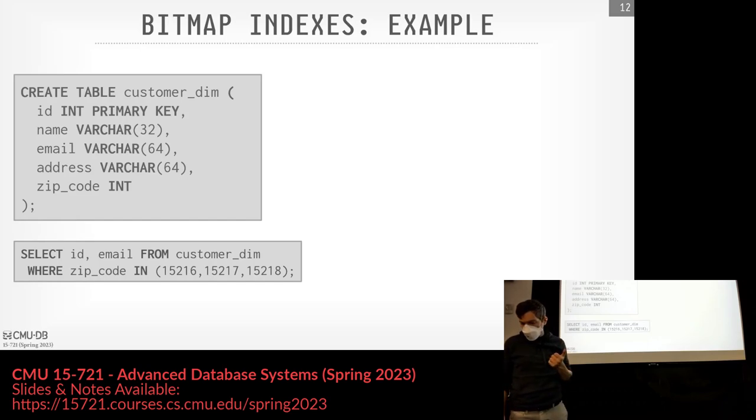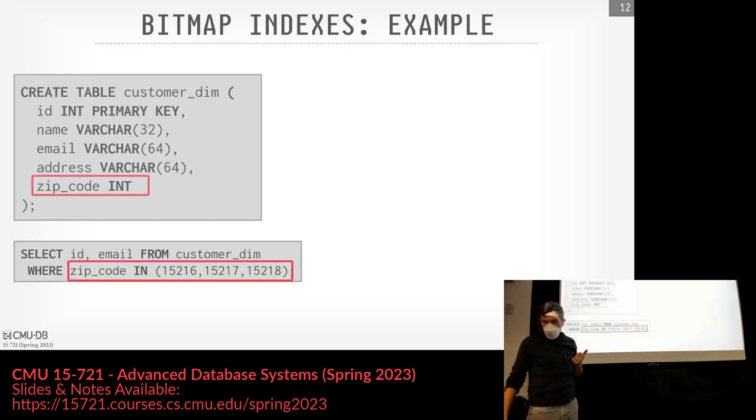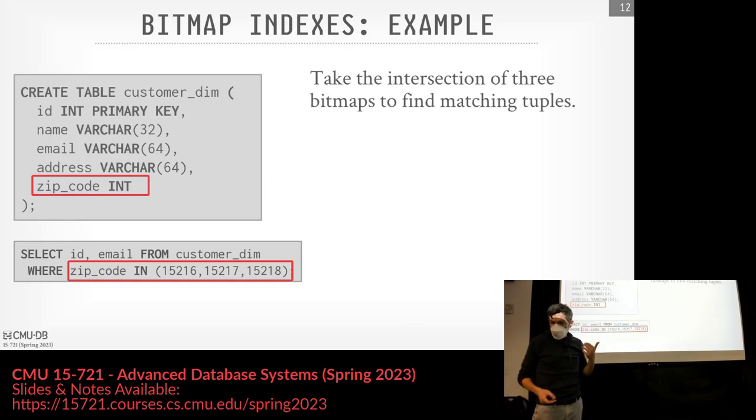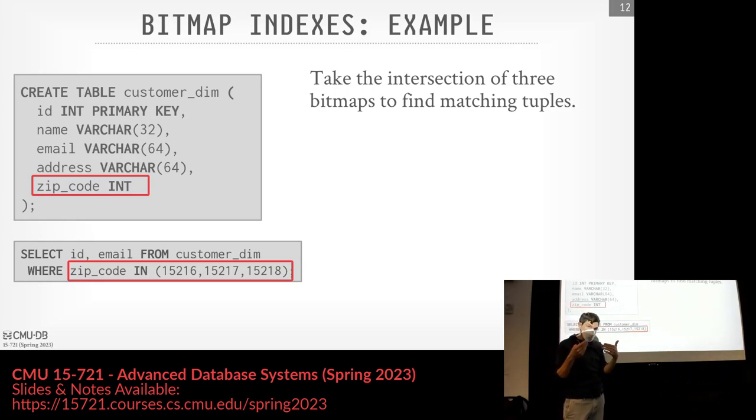Or these three possible values in Pittsburgh. So I want to build an index on this column here. If I build it as a bitmap index, then it's going to be fast, because if I want to do a scan to find all the matches for this, I just scan the three bitmaps that correspond to 15216, 15217, 15218, and I just take the intersection of those, and now I know the tuples that matched, right?